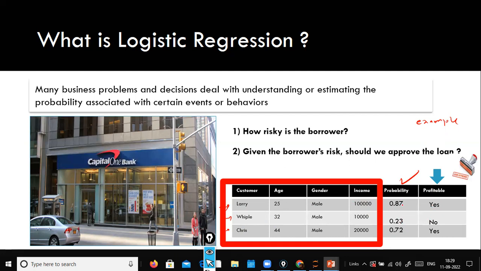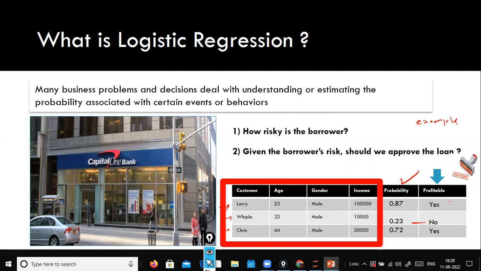There is a 0.87 probability this customer is going to be profitable. There is a 0.72 probability this customer is going to be profitable. Here, you can see there is a 0.23 probability this customer is going to be profitable. What does it say? Ideally, yes, it's correct.